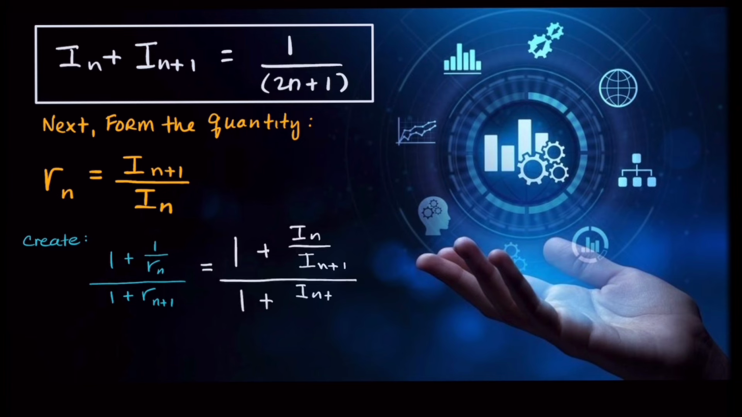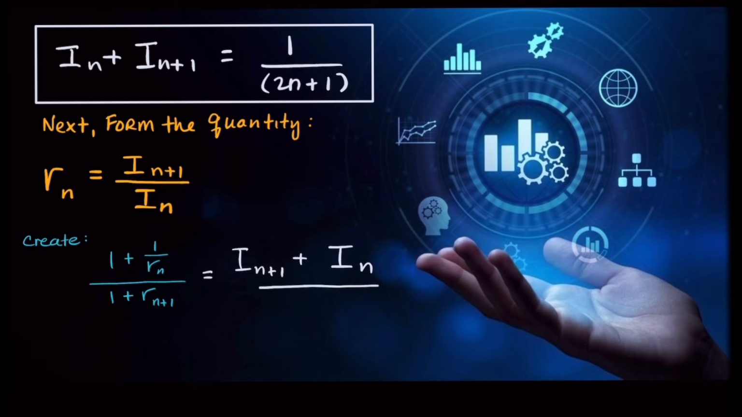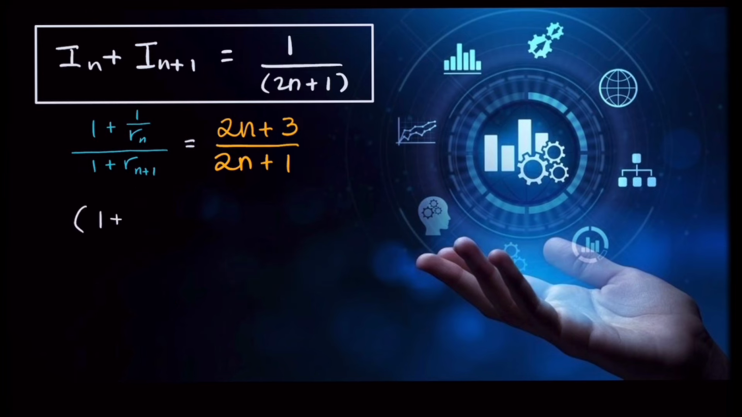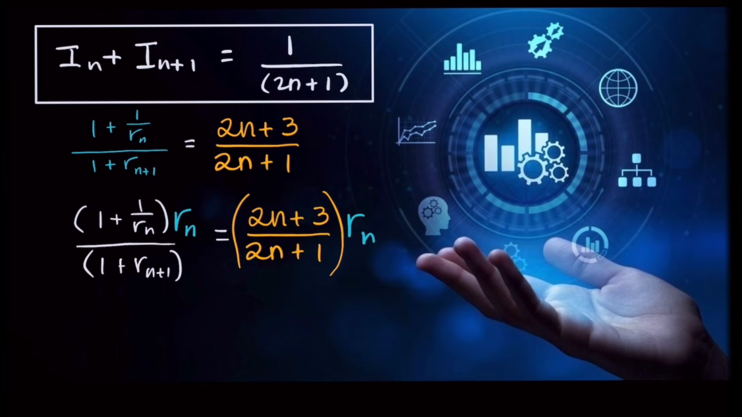And rewriting this in terms of I_n and I_(n+1), as well as I_(n+2), we can do a little algebraic manipulation of these sequences and their terms. And from this, and you'll see why this ratio makes sense in a moment, we can now employ the successive sum term formula we have above and get this to be equal to 2n plus 3 over 2n plus 1. The next strategy we're going to employ here is we're going to multiply both sides by R_n. You see, the idea that we're trying to go for here is rewriting R_n in terms of something with R_(n+1).